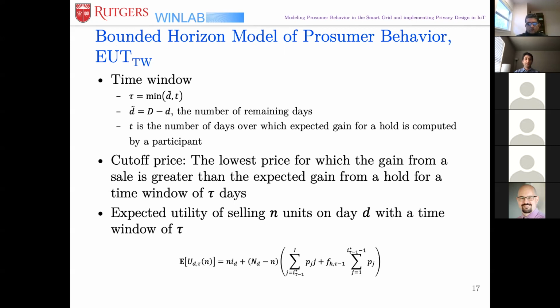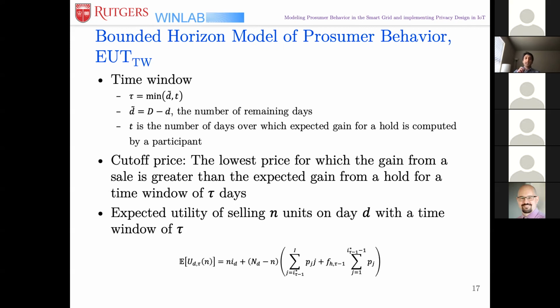The same as the previous model, the expected utility of selling a unit of energy has two components. The first component is the gain realized by selling the unit at price ID on day D. And the second component is the possible gain that may be realized by holding the unit.